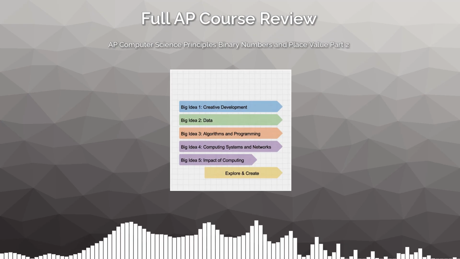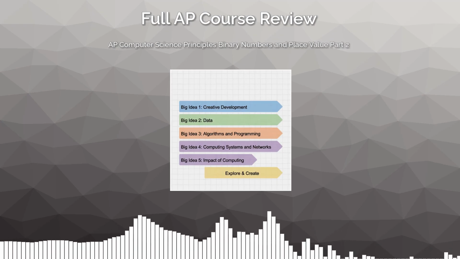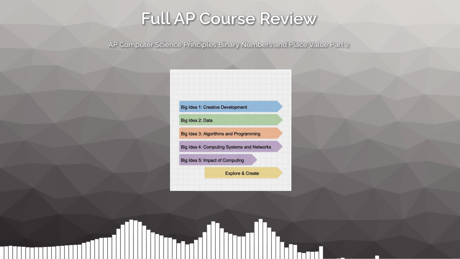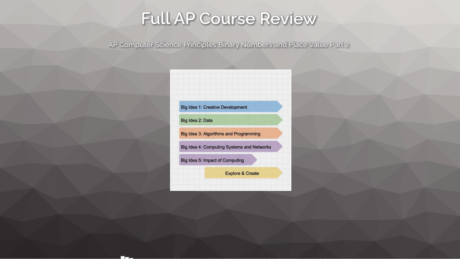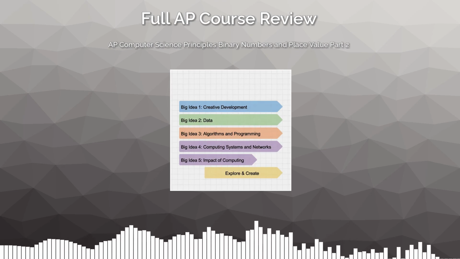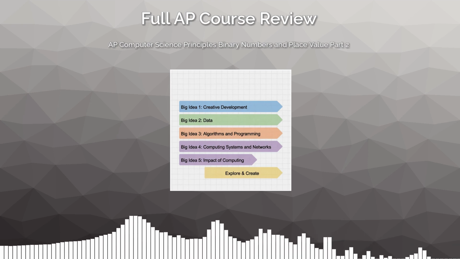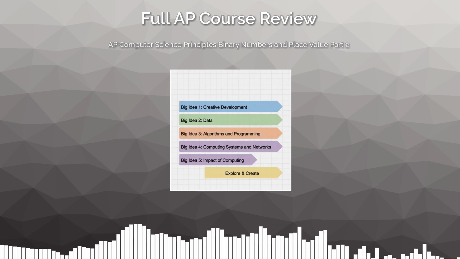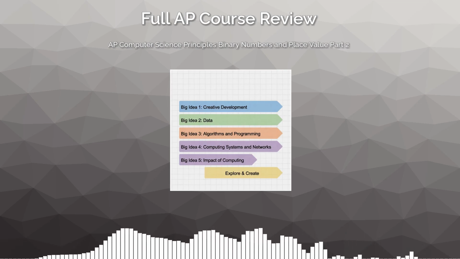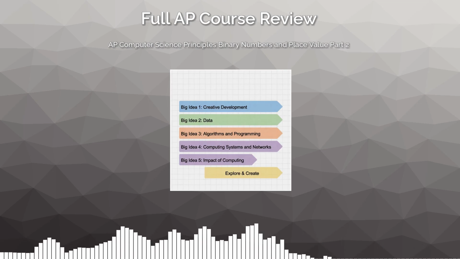Binary, the language of computers. Binary is base 2, which means only 2 digits exist, 0 and 1. Each digit in a binary number is called a bit, short for binary digit. Place values in binary work exactly like decimal, except instead of powers of 10, you use powers of 2.